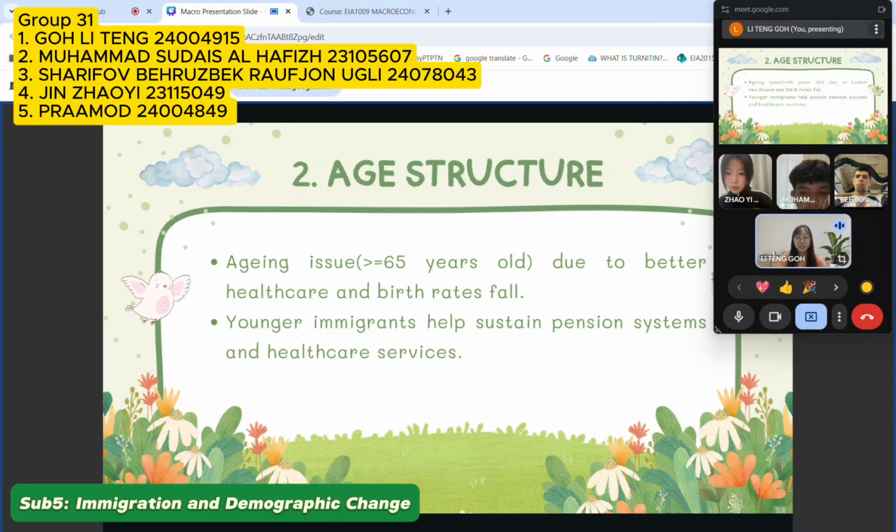So as we can see here, younger immigrants help sustain pension systems and healthcare services. If citizens can work, there is an inflow to the country, while the government needs to pay pensions for the elderly, which is the outflow. When there is inflow and outflow, it becomes balanced. Okay, next, the fertility rates.